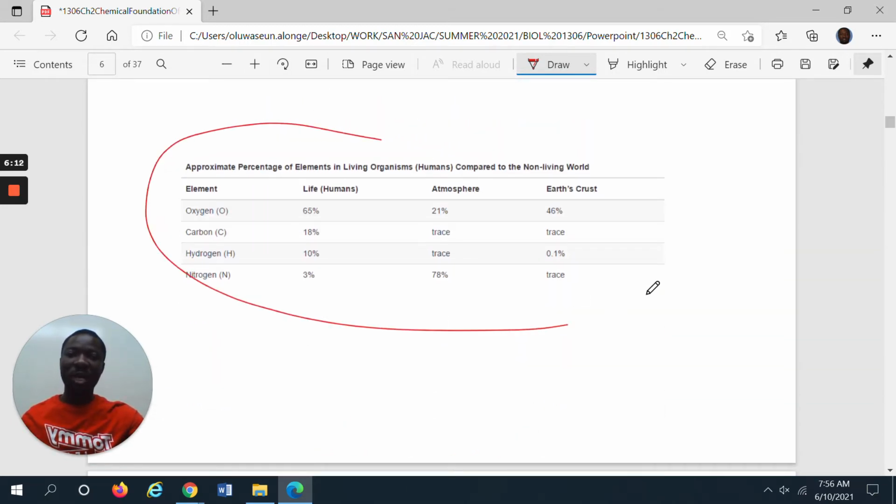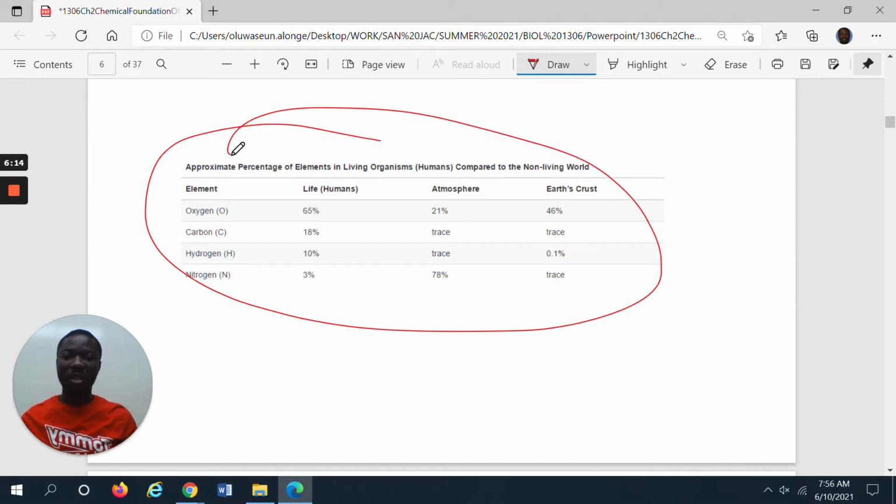This gives you the normal distribution of some elements in living organisms. You have oxygen, carbon, hydrogen, and nitrogen. You can say they are percentages. These are macro elements. I mean, these are elements that dominate living organisms.